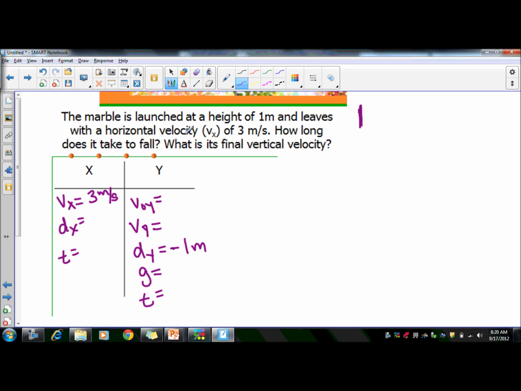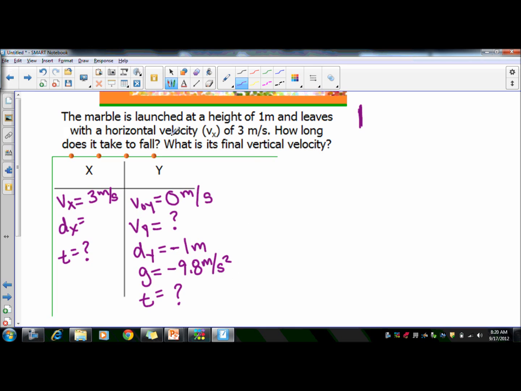Now, if it's launched horizontally, we said that this is the same case as a dropped object. So your initial vertical velocity will be 0. Gravity, we always know, is -9.8 meters per second squared. And we're looking for how long it takes to fall, so we're looking for this, and its final vertical velocity, so we're looking for this. So this is how you set up an XY chart.